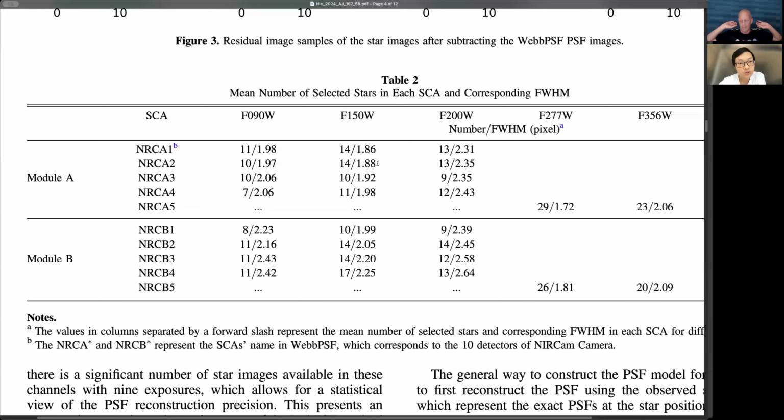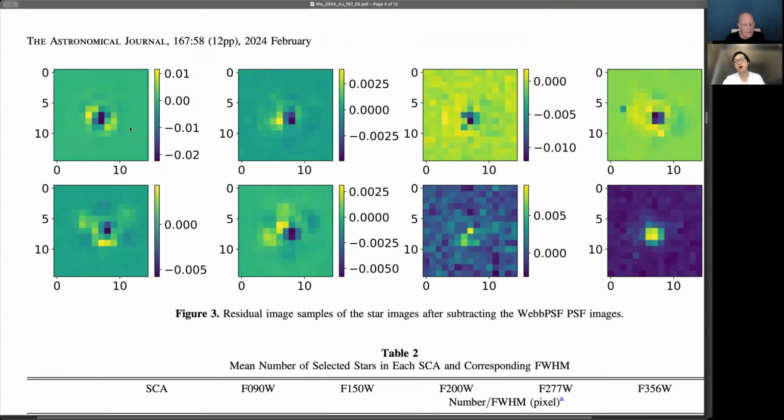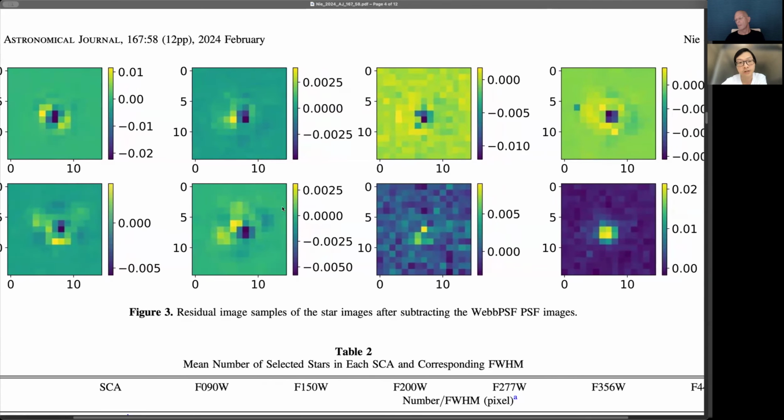So back to Figure 3, we can see the structures of the residues have some similarity or correlations. So maybe we can use some strategy to extract these correlations and add these residues back to the WebPSF model, to compose a better model. So this is the basic idea for our work. But the problem is how to achieve it.